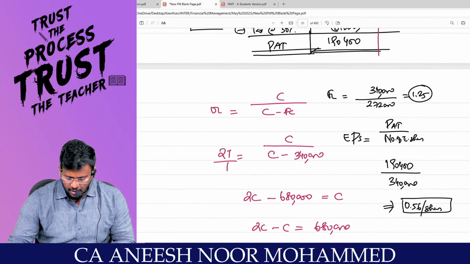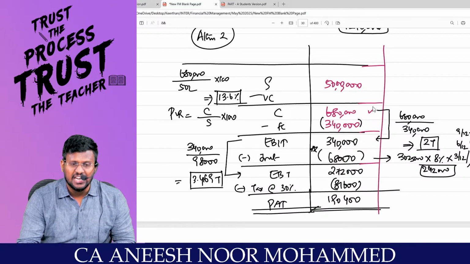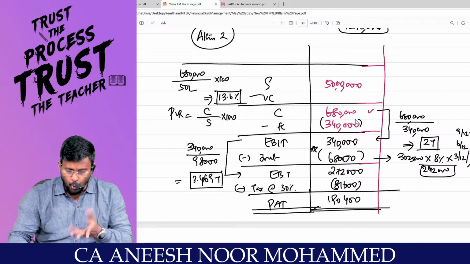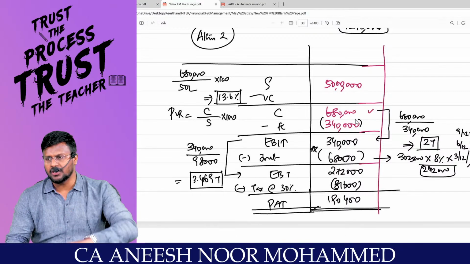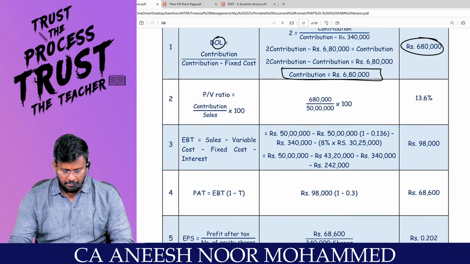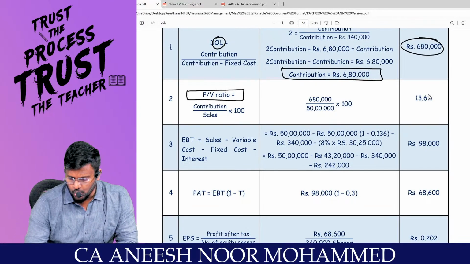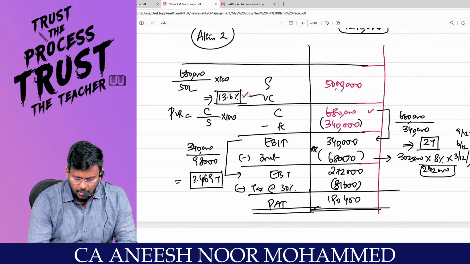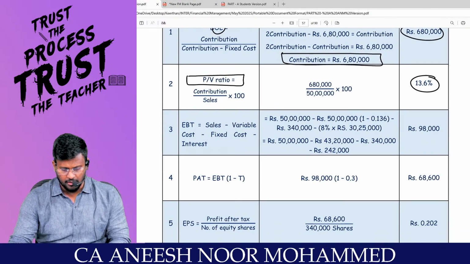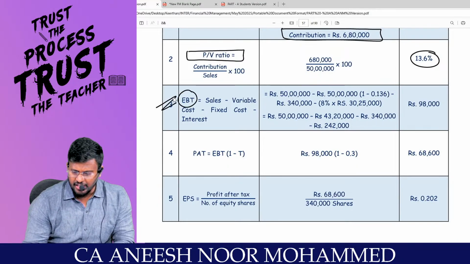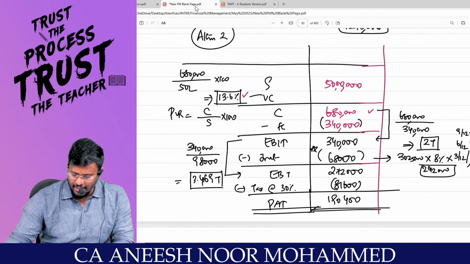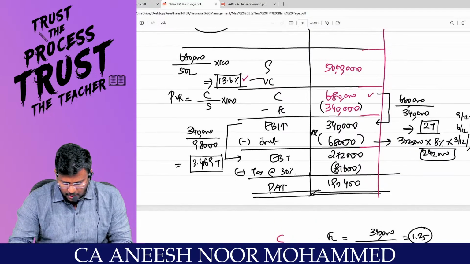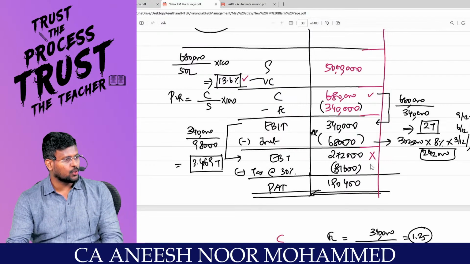Sir, here we also got contribution as 6,80,000. But if you are traveling through the interest route, you won't get this contribution. You'll be having something different. Are you all really with me? My dear lovable students, they have calculated PV ratio. 13.6% is the PV ratio. We also got 13.6% as the PV ratio. Can I proceed? My dear lovable students, earnings before tax, they got 98,000. We got earnings before tax as something different, 2,72,000.